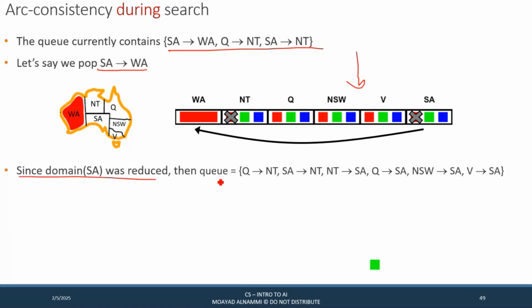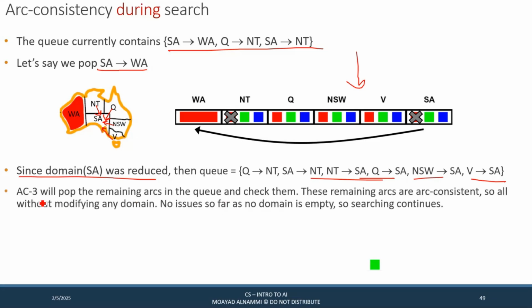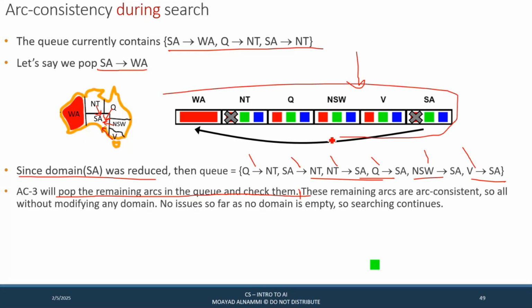Since the domain of SA was reduced, I need to add Q goes to SA, NT goes to SA, NSW goes to SA, and V goes to SA. Right? You can see them all are added here. Again, pop an arc. AC3 will pop the remaining arcs in the queue and check them. You can do this at home, but if you pop all of these arcs, with this current domain so far, you will see that the domains will not be modified. Everything else looks fine, so the queue becomes empty and AC3 stops.